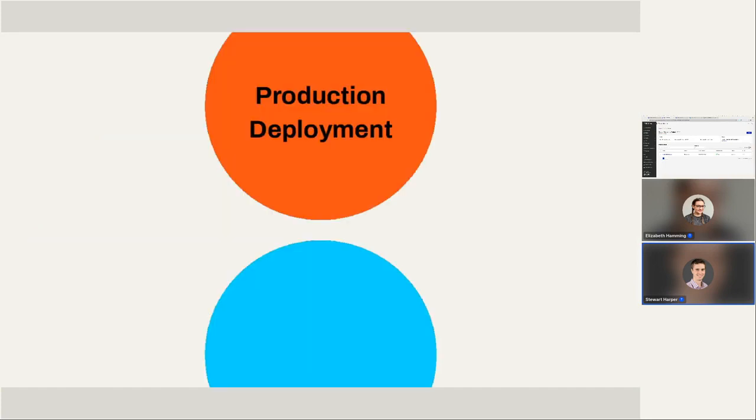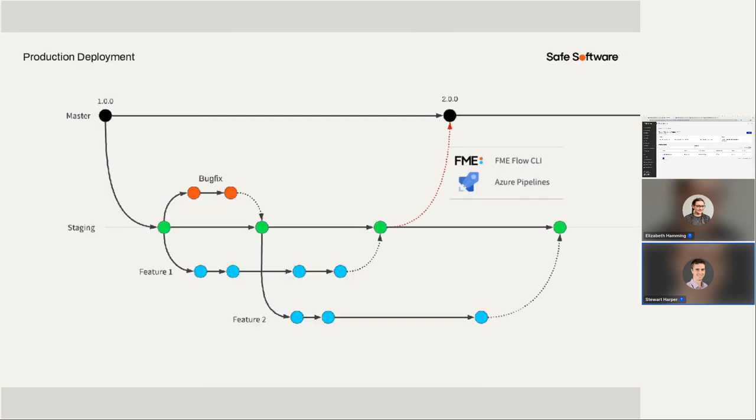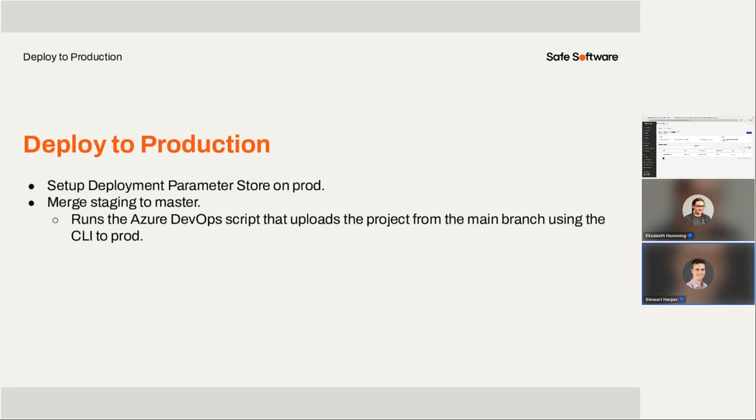And what we want to do now is do our production deployment. So we've done all our testing and staging. What we're going to do now is merge into prod, into master, and then we're going to push on master, and that will deploy to production. So the key thing I want to talk about here is the deployment parameter store in production, because we had the same environment variables in staging and dev, but in production, we have different values. So I'm going to go here to prod, and I'll show you.